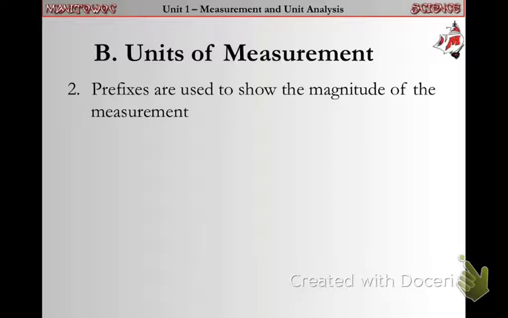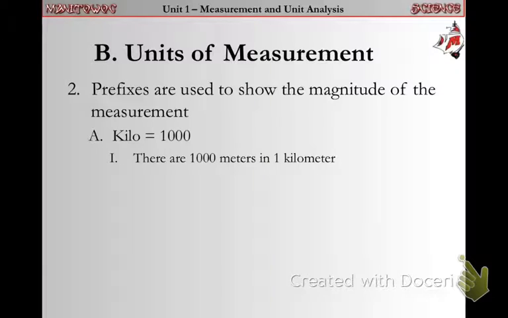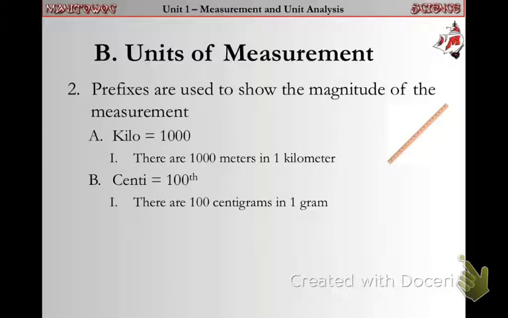Prefixes are always going to be used to show the magnitude of the measurement, so I'm just going to go through 3 of the more common ones. Kilo means 1,000. So for instance, there are 1,000 meters in 1 kilometer, so if you wanted to go a kilometer, you'd have to have 1,000 meter sticks laid end to end. Centi is 100th. So there are 100 centigrams in 1 gram, and if you want to understand what is a gram, it's about a paperclip. So if you think about a medium-sized paperclip, that's about a gram. So you'd have 100 centigrams in 1 gram.